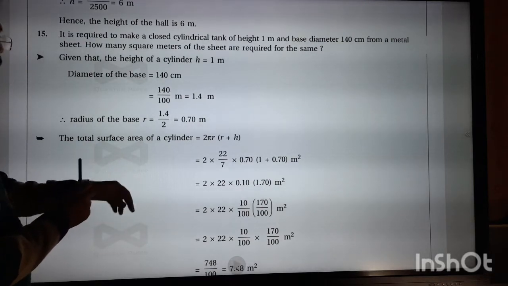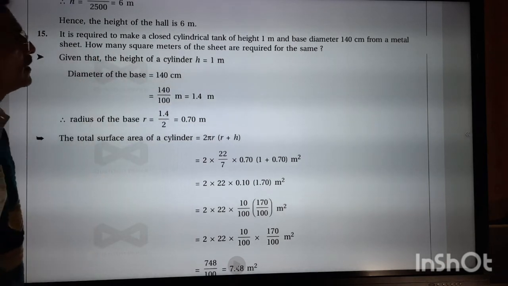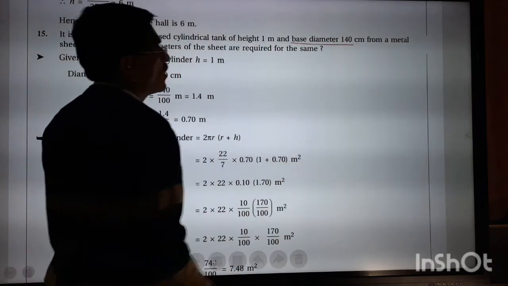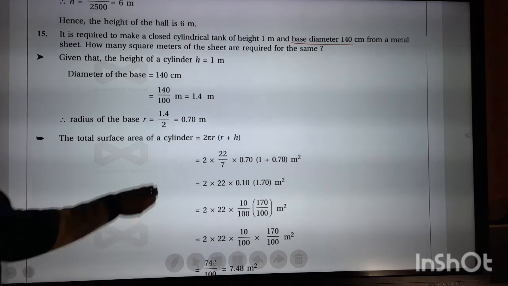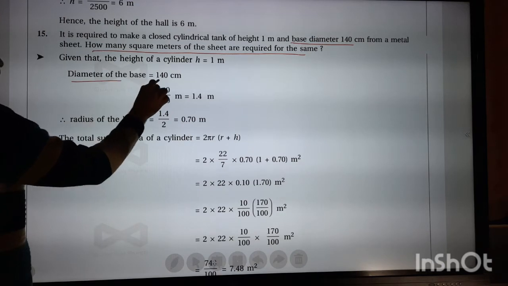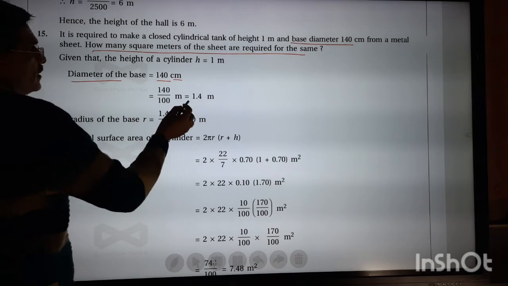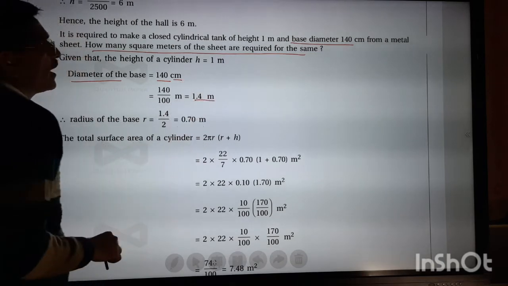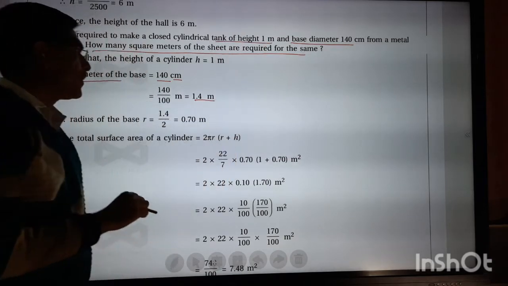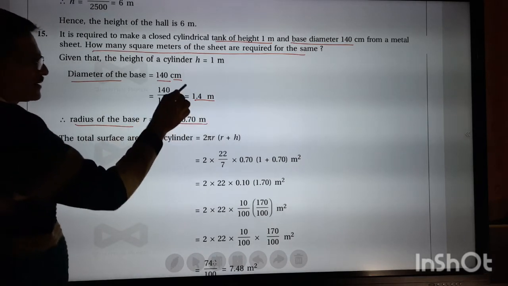Now one more sum. It is required to close a cylindrical tank of height 1 meter and diameter 140 centimeter with a metal sheet. How many meters square of area are required for the sheet? So diameter is 140, here it is in centimeter. If I divide it by 100, I will get the answer in meter. Why are we doing that? Because here the cylinder height is given in meter. Now the radius that we have to take is 0.7 meter.